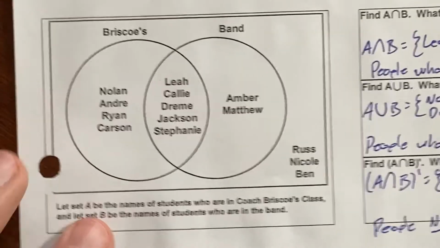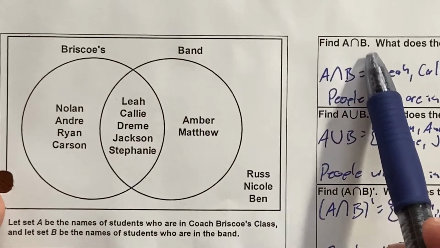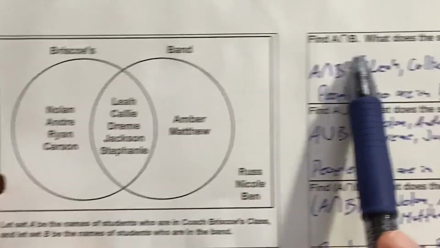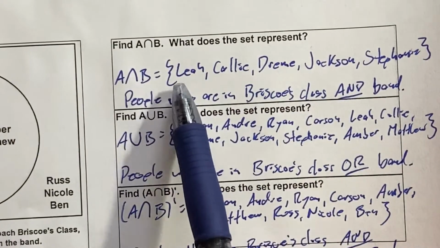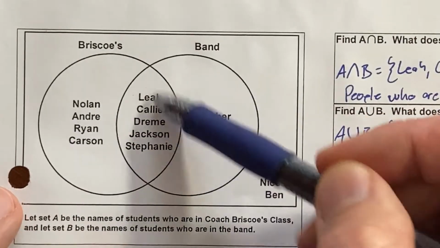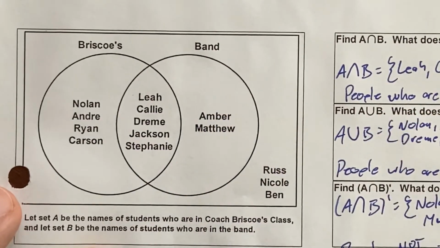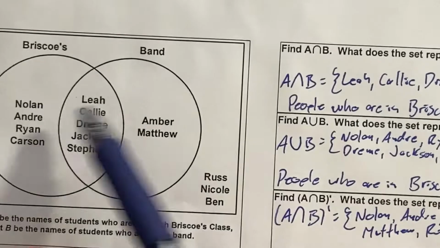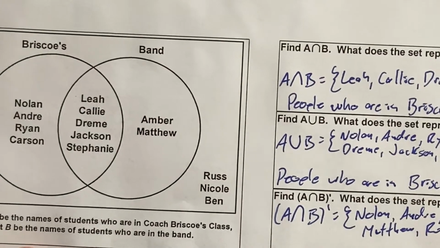So looking at the next one, the first one says find A intersect B. What does that represent? That means the people that are in Briscoe's class and band. So that would be the overlap right here, the intersection of Briscoe's and band. So people who are in Briscoe's class and band: Leah, Callie, Dream, Jackson, and Stephanie. Those are in both of them.